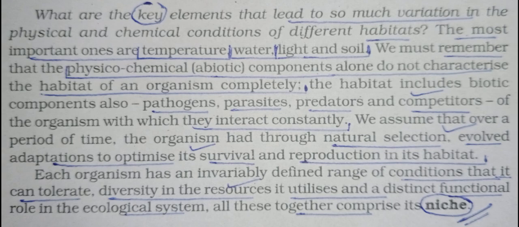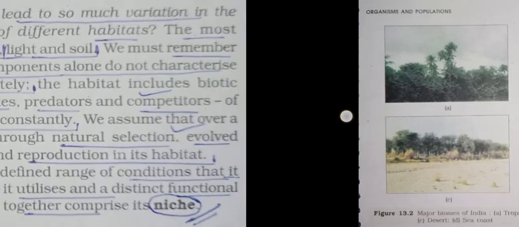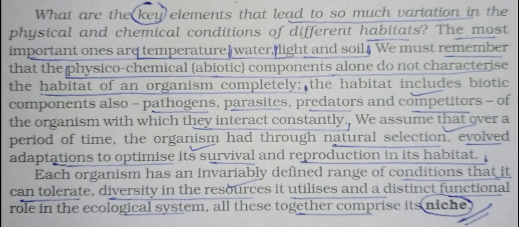Now see, last paragraph is about the niche. Each organism has an invariably defined range of conditions that it can tolerate, and diversity in the resources, okay, which will be utilized by them, and distinct functional role in the ecological system, and all this together comprise its niche. Okay, so this question is completed here.